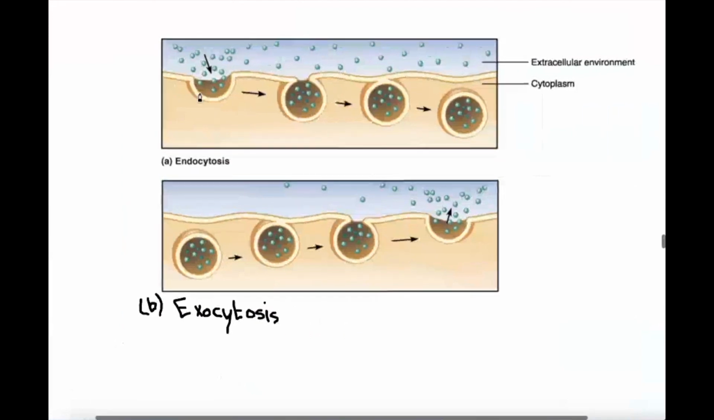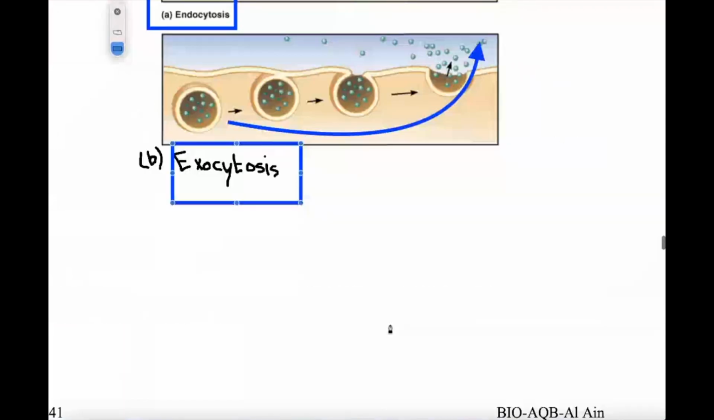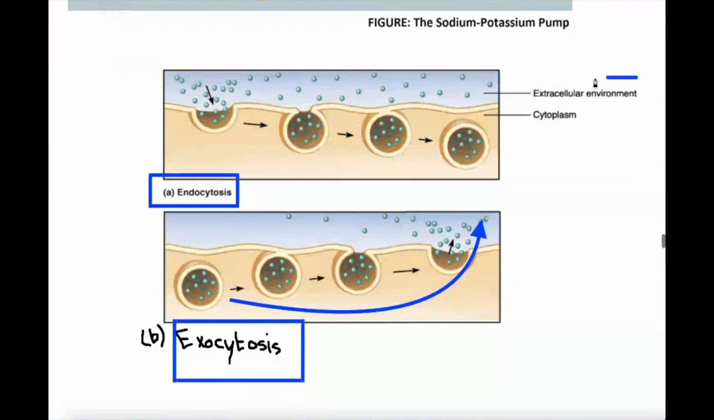This picture, boys, the arrows again, arrows are going in. So what is this? Endocytosis. Arrows are going out. Exocytosis. Very good. And how do you know where the arrows are going? You have to look over here. This is the extracellular environment. Extracellular means outside the cell. So how do you get it? Where is inside and where is outside? From the labeling. This tells you outside the cell.